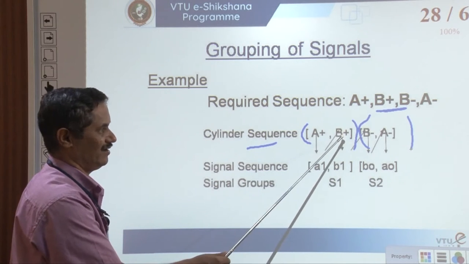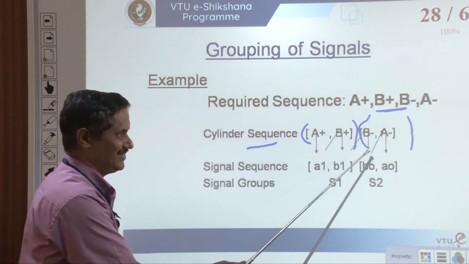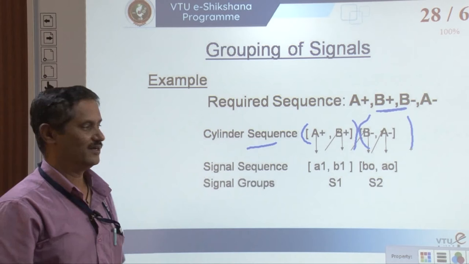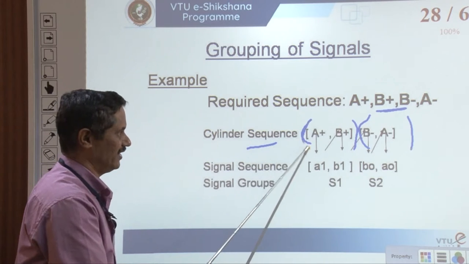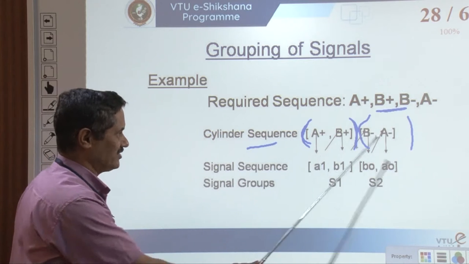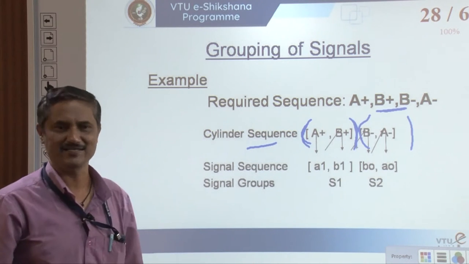Cylinder A is there, then A should not come. So B has come, so B is there, B should not come. So we have brought in A there. So we have grouped in the manner which I have told. So now once you group this, signal sequences related to this cylinders.